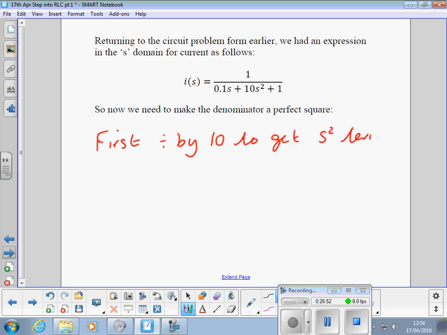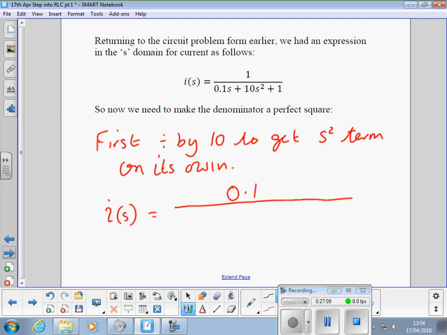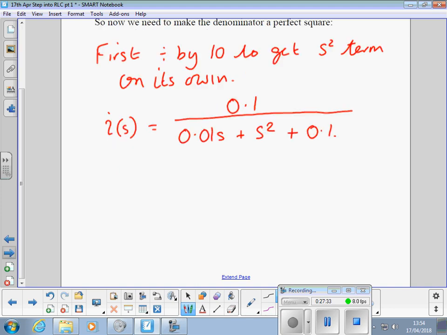Divide by 10, s squared. So that leaves us with I(s) is equal to 0.1 over 0.01s plus s squared plus 0.1. How do we go about turning that into a perfect square?